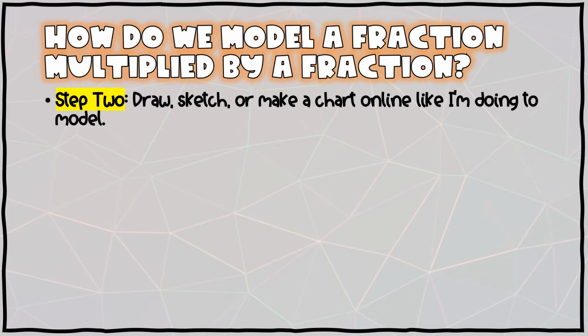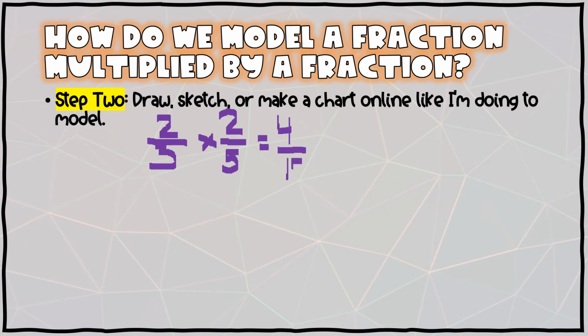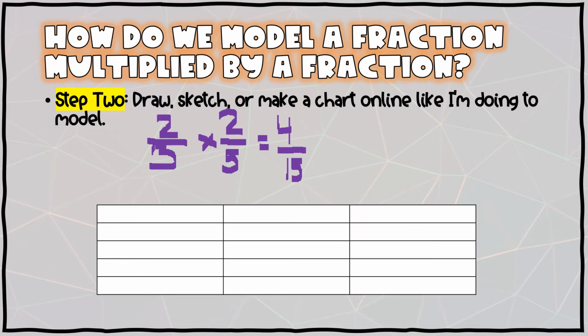So in the previous slide, we said that 2/3 times 2/5 equals 4/15. I'm going to be rewriting this problem a lot, but it's just so that we can avoid confusion. So 2/3 times 2/5 equals 4/15. So you're going to draw a sketch or make a chart online like I'm doing to model. So this is the chart that I made. If I tried to draw that, it would be painful for both of us. So this is the chart that I already made.